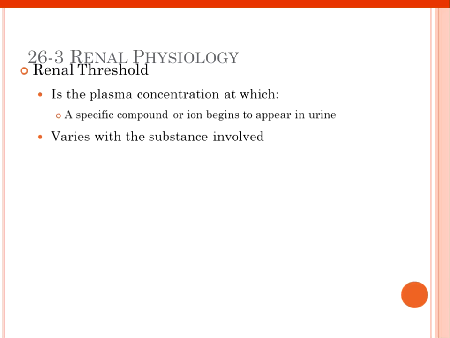So what we define as renal threshold is the plasma concentration at which a specific compound begins to appear. And that changes depending on what the substance is. So the renal threshold for proteins is going to be different than the renal threshold for plasma. And it's also going to be different depending upon the health of the individual's kidneys.